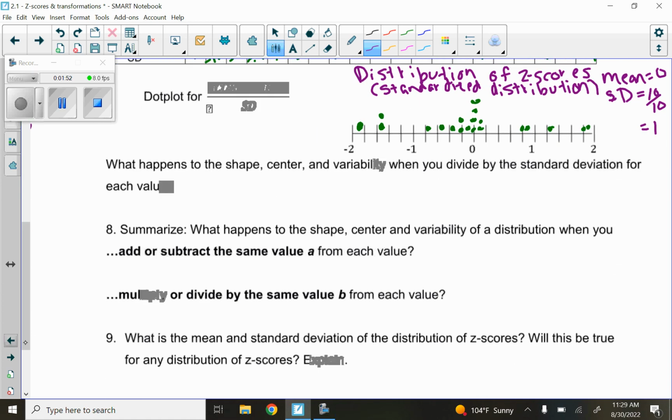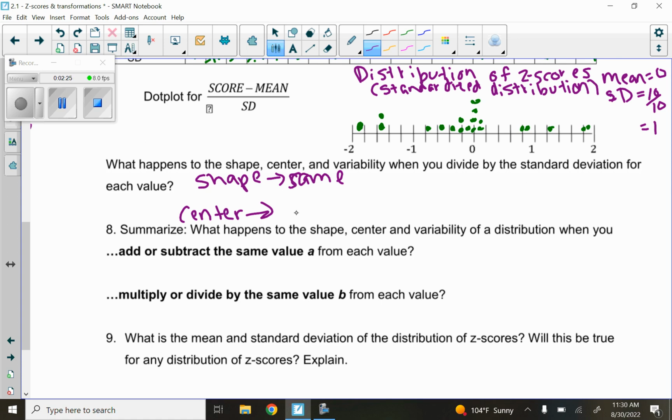So what happens to the shape? Well, we still have that same shape. Our shape is the same. Our center, well, we just talked about that. Our center is the same as our last one. So when we looked at the distribution of the score minus the mean, it's the same as that.